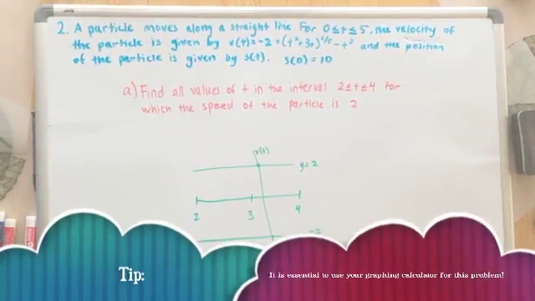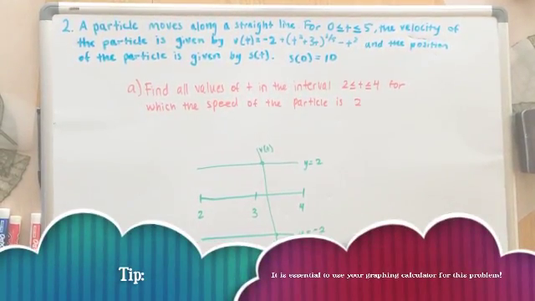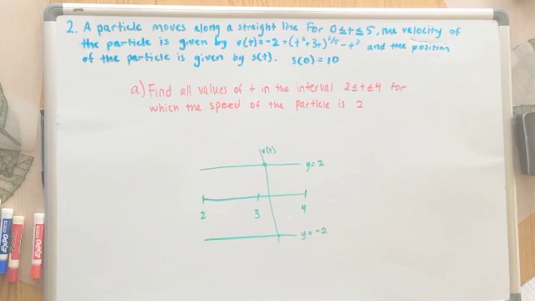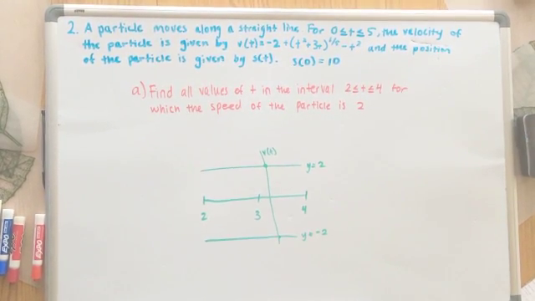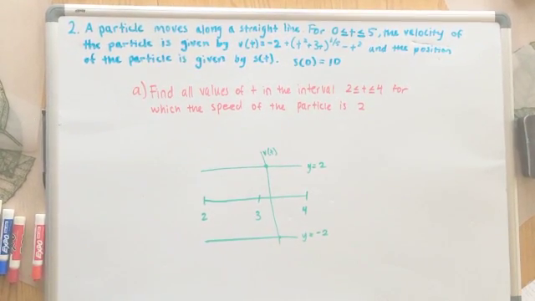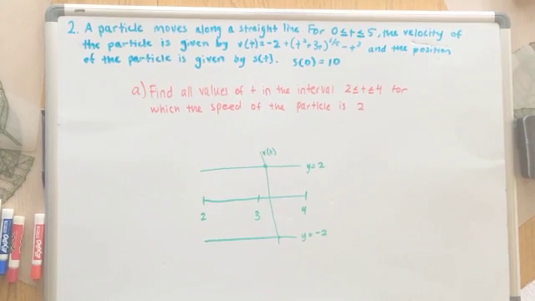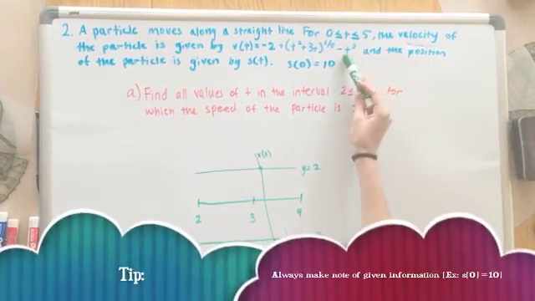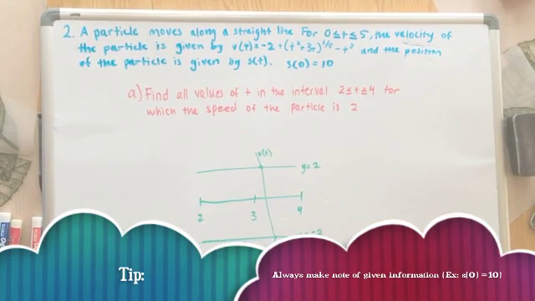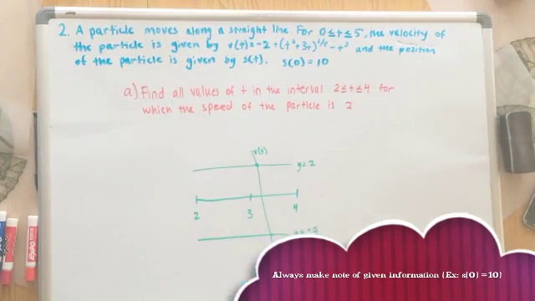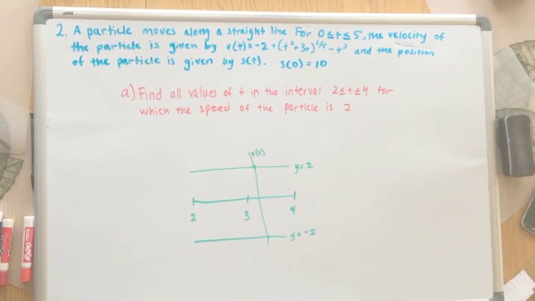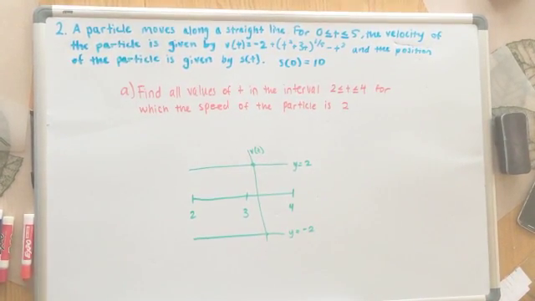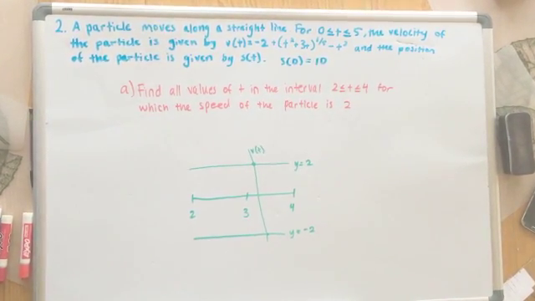This is number 2 from the 2013 FRQ. So the problem is that a particle moves along a straight line for t greater than or equal to 0 and less than or equal to 5. The velocity of the particle is given by v of t equals this function here. And the position of the particle is given by s of t, and it is known that s of 0 equals 10.